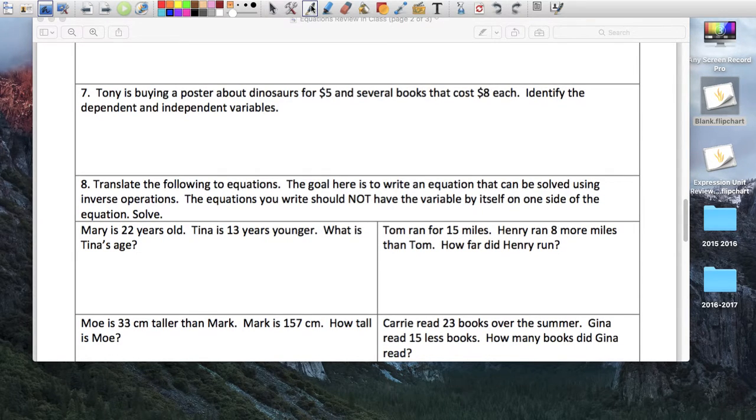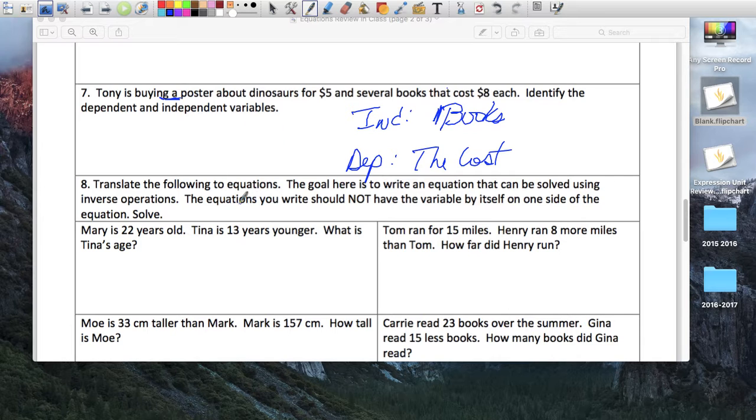Next one, dependent and independent here. The dependent would be the total cost, right? The total cost here, total money that he's going to spend. The total cost depends on what? The number of posters he buys or the number of books? Well, it's not going to be the number of posters because I know how many posters he's going to buy. He's going to buy a single poster. I don't know how many books he's going to buy, so that may change. All right, so the books are your independent variable. Okay, that's going to cause an effect on the cost.